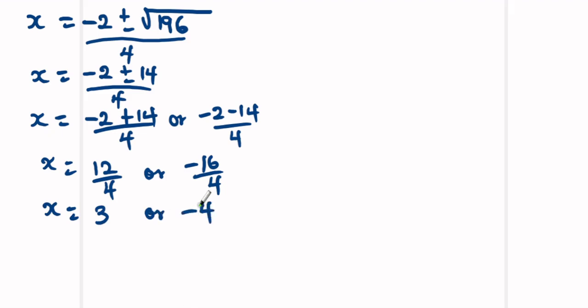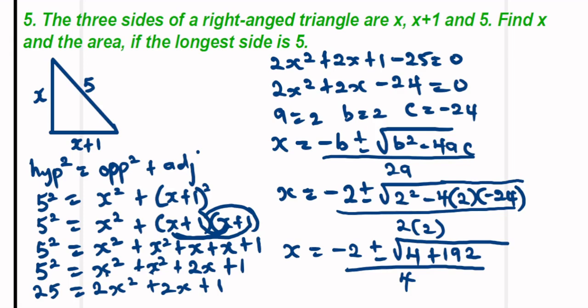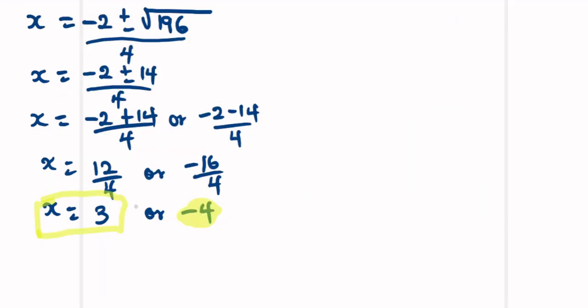For the sake of shape, the size of a triangle can never be negative. So we're not going to be working with minus 4. We're going to be working with x equal to 3. Let's go back to the question. Now that we've been able to get x to be equal to 3, this side, which is x plus 1, is 3 plus 1, which is going to give us 4.